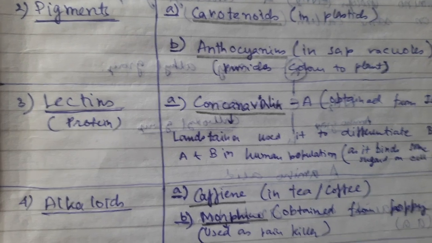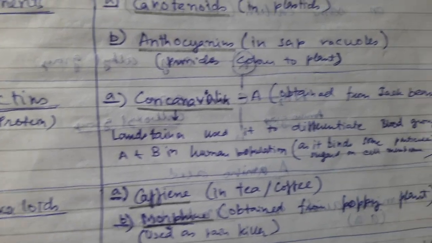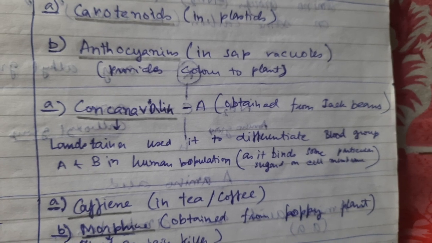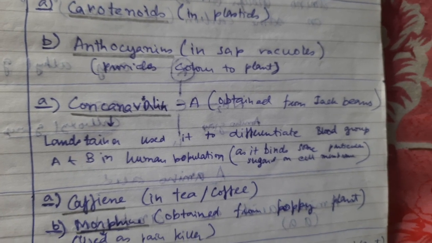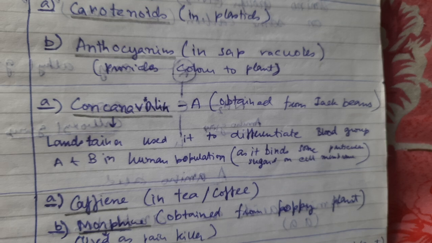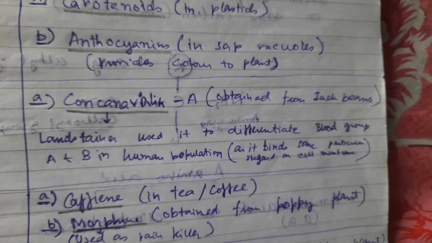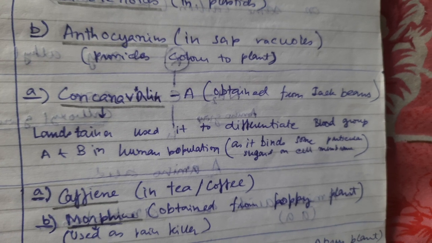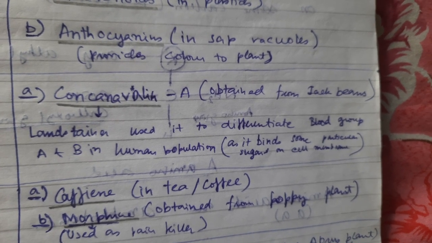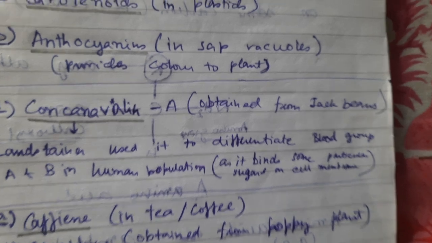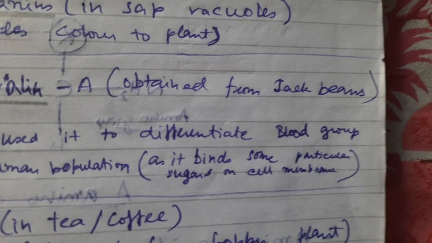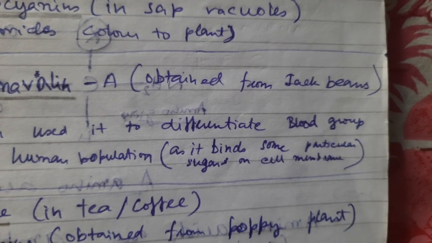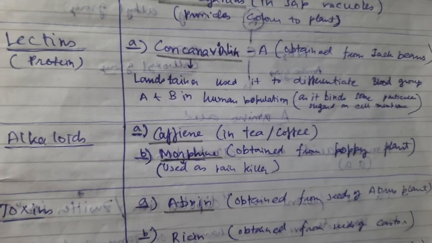And then come lectins. These are proteins which bind to carbohydrates, and its example is concanavalin A, that is obtained from jack beans, and it was used by Landsteiner to differentiate between A and B blood groups in the human population, as it binds to those particular sugars on the cell membrane.